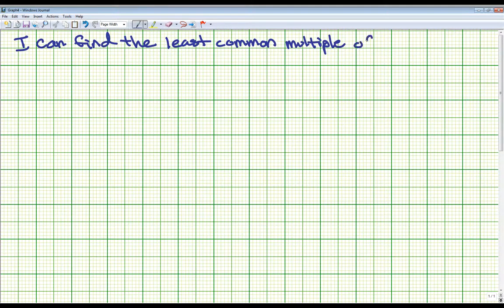At the top right hand corner of your journal, let's go ahead and write in our new learning target today, which says I can find the least common multiple of 2 or more numbers. So we'll go ahead and write that in. I can find the least common multiple of 2 or more numbers.